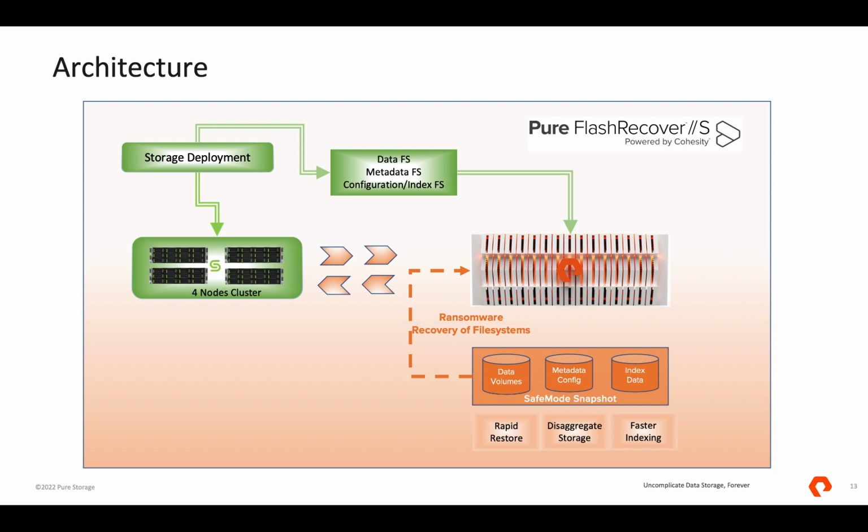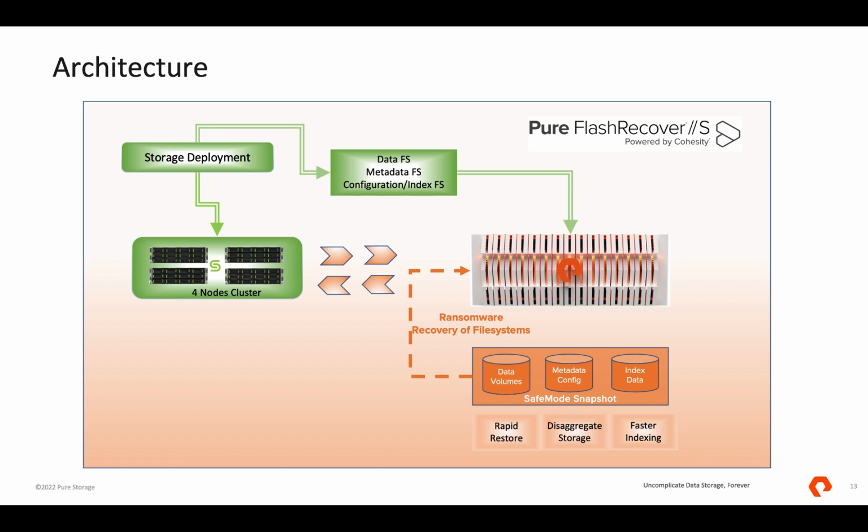FlashRecover S powered by Cohesity can be deployed with just a few clicks. A brand new FlashRecover deployment creates FlashRecover file systems for data, metadata, and configuration data on the FlashBlade, and it comes with the ransomware protection feature enabled. Existing FlashRecover deployments require an upgrade to FlashRecover S, and after the cluster upgrades successfully, it will start to migrate the metadata and configuration data on the local node to the FlashRecover file systems created on FlashBlade.